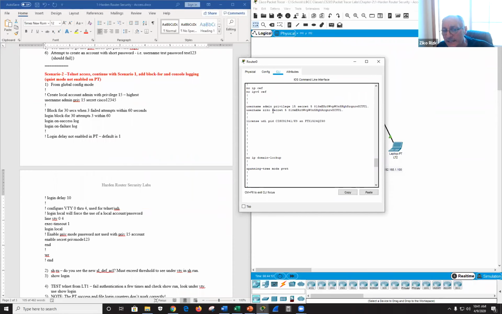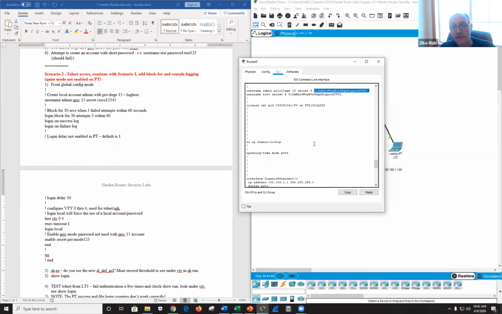So this is using secret 5 and it's using an MD5 hashing algorithm. An MD5 hashing algorithm produces a 128-bit hash key and it's considered to be on the weak side in 2020. It used to be excellent, very good. It's no longer excellent, very good because computers keep getting faster and faster and cheaper. And more people have access to fancy computers that can crack these longer hash keys fairly quickly. And the same thing is true here. Secret 5 is telling us that we are using the MD5 hashing algorithm to produce a 128-bit hash key.